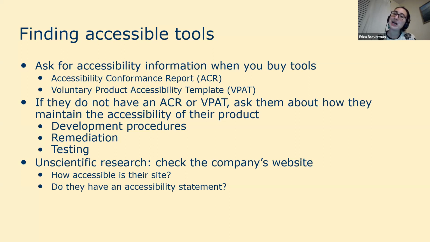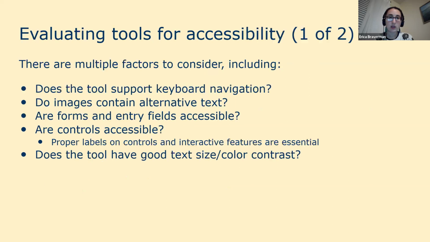And then you can do some unscientific research. Is their site accessible? And do they have an accessibility statement? Are they doing kind of the bare minimum? So this will help inform your decision about purchasing. And then you can also do some evaluation on your own, maybe get a free trial, or they'll give you a month testing period, right?